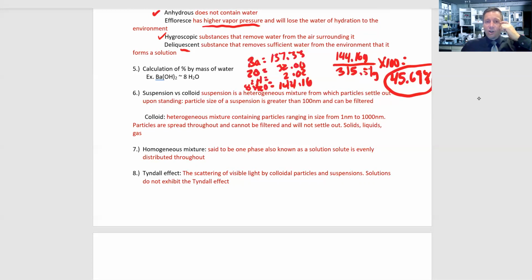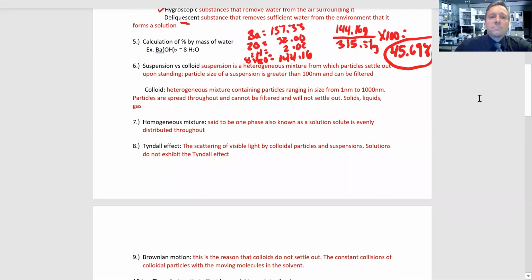So that is our percent of mass of the water in that crystal. All right. Number 6, suspension versus colloid. So a suspension is a heterogeneous mixture from which the particles will settle out when you leave it sit. So you could shake it up, but when you sit, it will settle out. So that could be, for example, dirt in water.